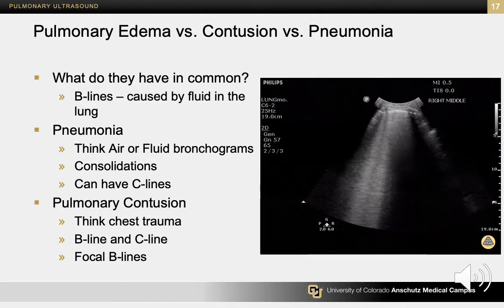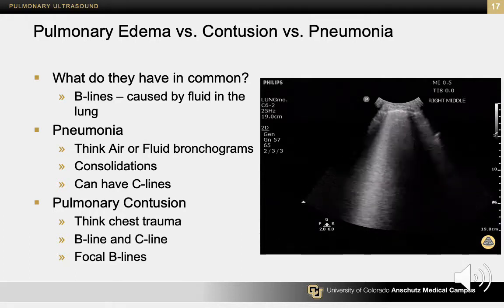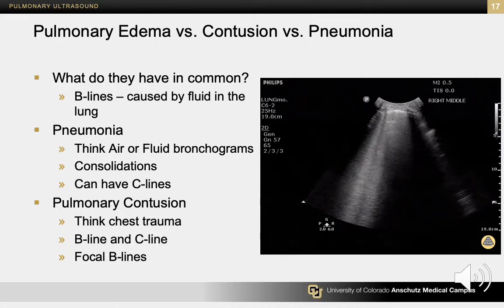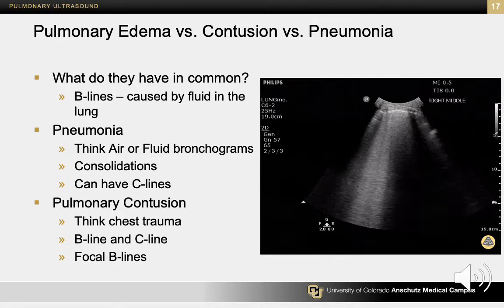Typically, the B lines for contusion are going to be focal in nature. You may be imaging and see normal lung, and then as you move down rib spaces, you may find B lines in one rib space and normal lung on either side of it or just above it. That focal appearance of B lines is fairly indicative of pulmonary contusion, because if somebody gets hit or struck in the chest, it's a specific area. It's not the whole lung that's going to be contused, just that area. So look for those focal B lines.